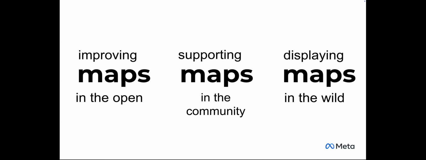We are supporting maps in the community, which means that we are building tools which help the OpenStreetMap community to improve maps, such as Mapillary and the RapiD editing tool. We also maintain two plugins, the Mapillary plugin as well as the MapWithAI plugin for JOSM. And we are displaying maps in the wild. We are serving more than 3 billion people, which is really wild. All of this data comes from OpenStreetMap as well as other open data sources and commercial data providers.